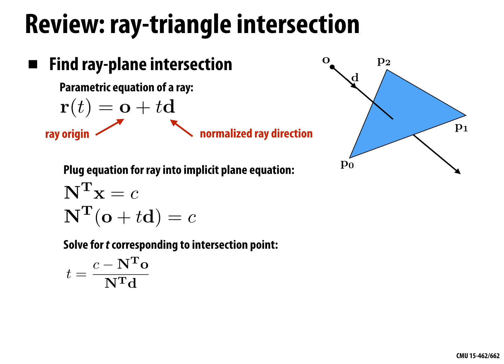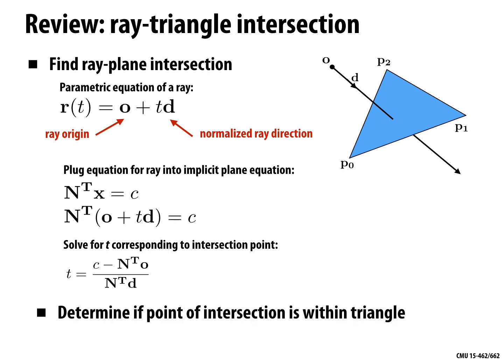If we solve for t, we find that it has a nice little expression, c minus n transpose O over n transpose d. And then finally, if we really want to find that intersection point, we can just plug it back into the ray equation. We can plug t back into the equation at the very top, and that'll tell us where the ray is piercing the triangle. Okay?